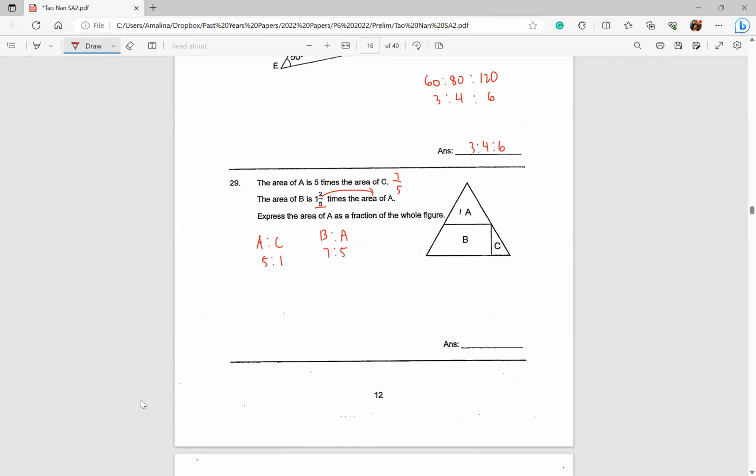So express the area of A as a fraction of the whole figure. So look for your common base. My common base is the same. It's 5 for each of this. So you don't have to change. Okay. Now how do you find your total? So total will be my A plus B plus C. So 5 plus 1 plus 7, which means my total is 13. So the area of A as a fraction will be 5/13.